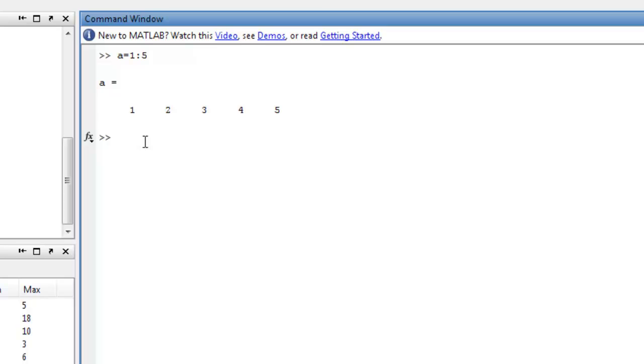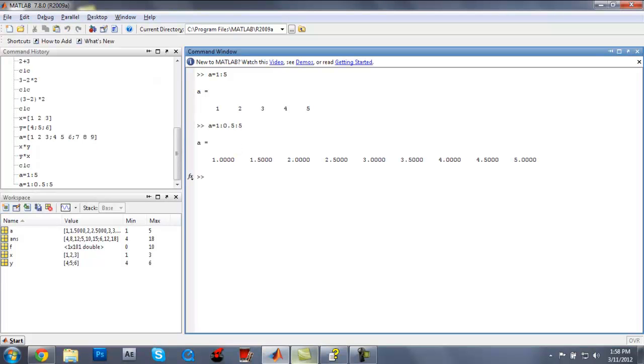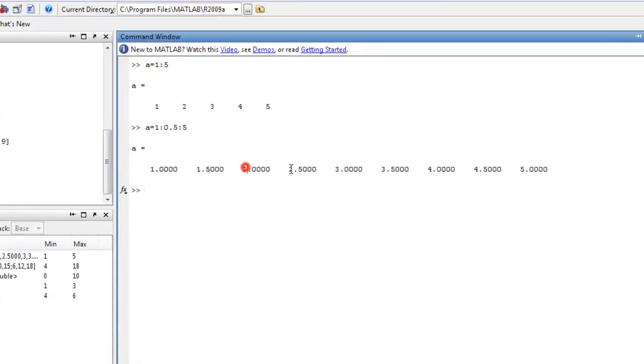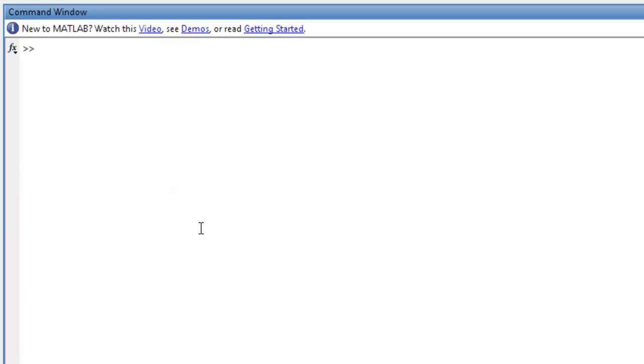If you want to change the difference between two digits, you can just use a is equal to 1 colon, and in the middle you have to type in the difference. For example, I want a difference of 0.5, colon 5, hit enter. You get 1, 1.5, 2, 2.5, 3, 3.5, 4, 4.5 and 5. So this is the basics.